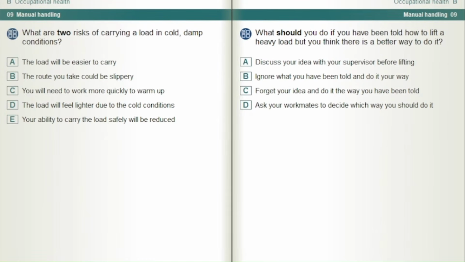What are 2 risks of carrying a load in cold, damp conditions? The load will be easier to carry. The route you take could be slippery. You will need to work more quickly to warm up. The load will feel lighter due to the cold conditions. Your ability to carry the load safely will be reduced.